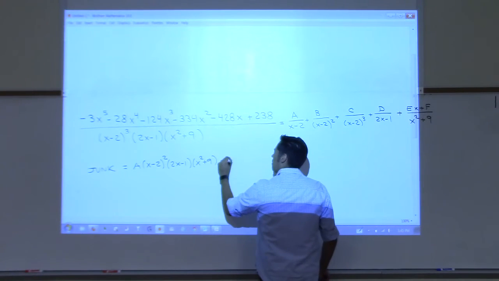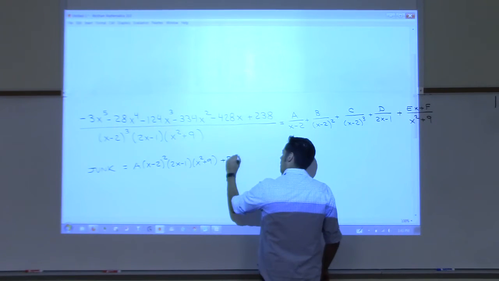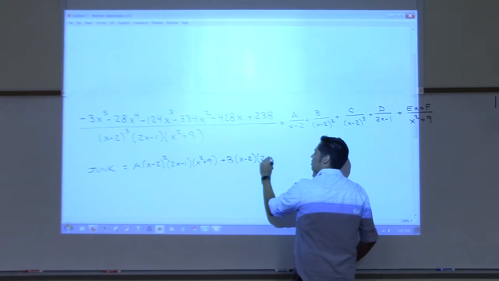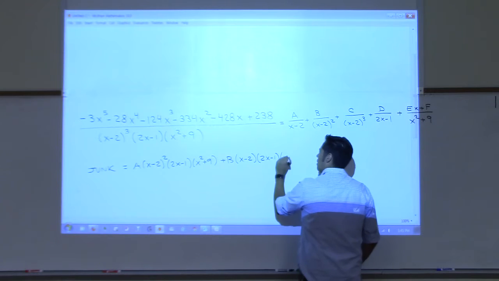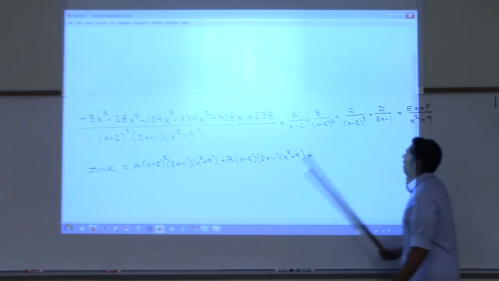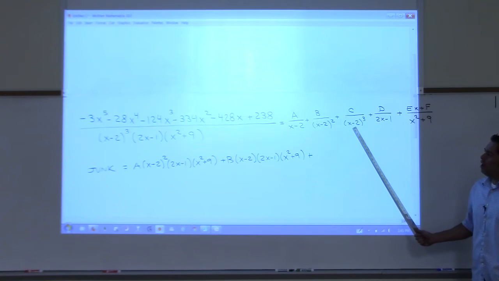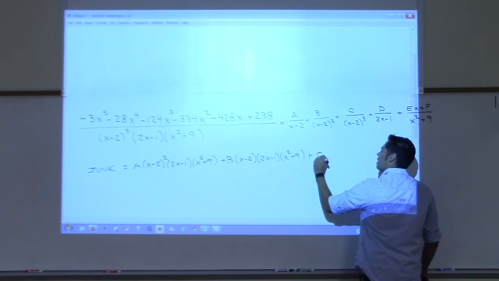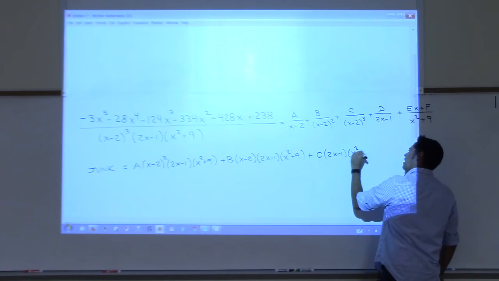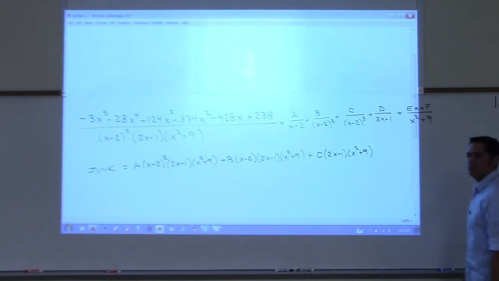So I'm going to have plus B, just x minus 2, then 2x minus 1, and x squared plus 9. All right, plus, now here, all the x minus 2 factors would go away. So I'd be left with just C, 2x minus 1, x squared plus 9, right?